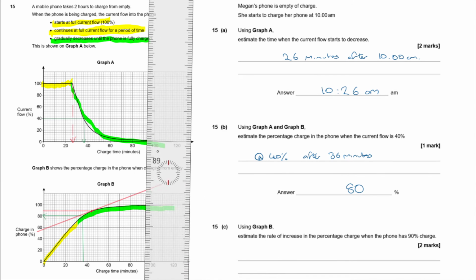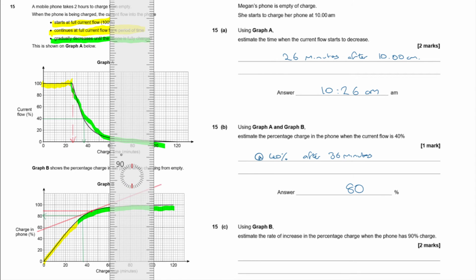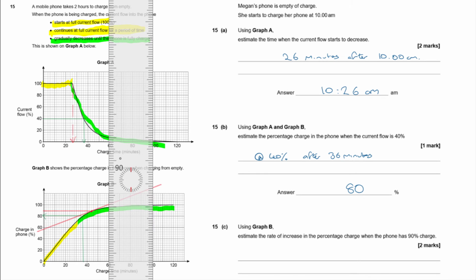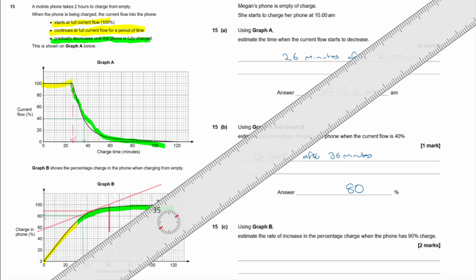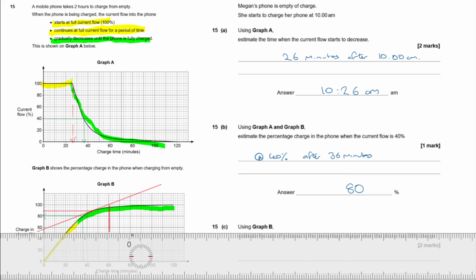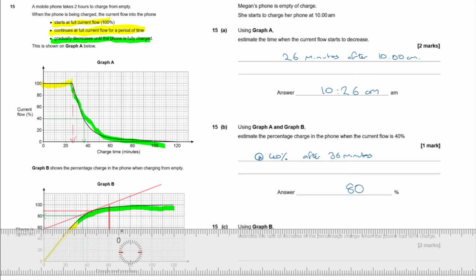Now to find the gradient of this line, I just need to make a triangle. I think I'm going to make a triangle going up from 100% down to where it crosses the axes. What's that about? Just below 60. So let's do a little triangle here, and then we'll work out the change in y and the change in x at that point. Triangle going this way, triangle going this way. How big is that triangle in those two directions?